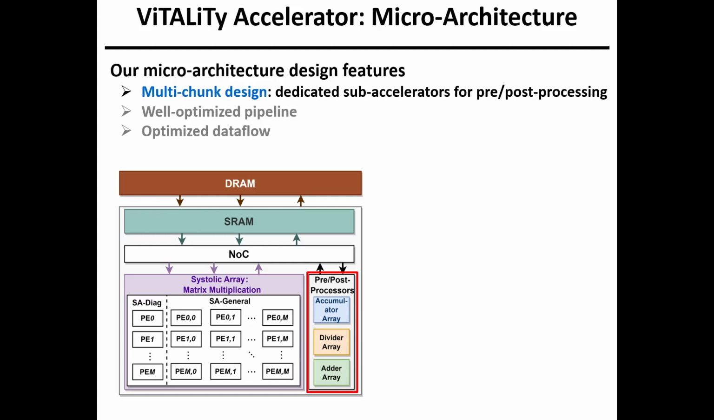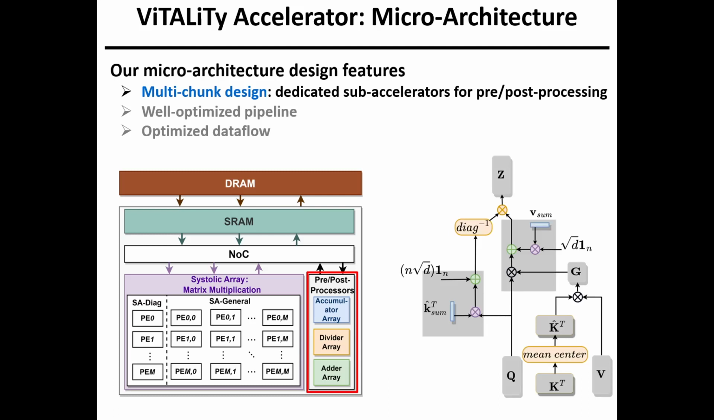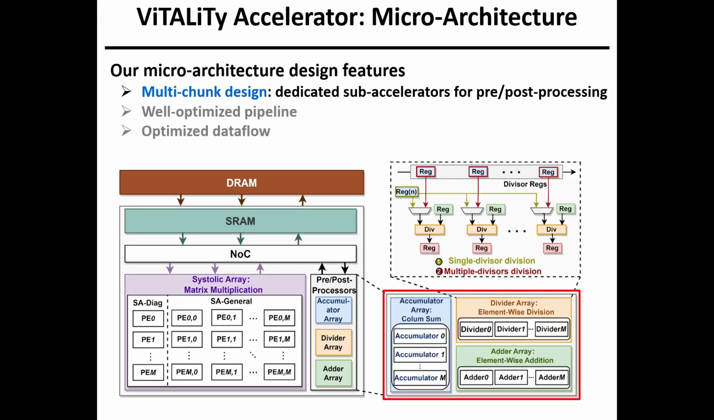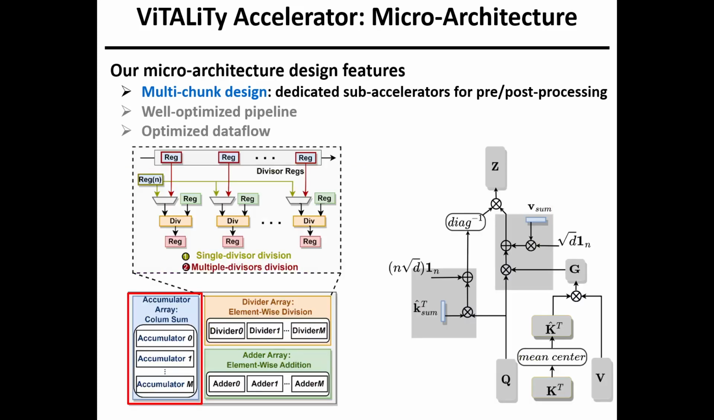So based on this motivation, our accelerator first features a multi-chunk design. Aside from a systolic array for computing matrix multiplications, our accelerator is equipped with multiple sub-accelerators, and each of the sub-accelerators is dedicated to one type of pre-post-processing operations. More specifically, we have 3 sub-accelerators in the red box. The first one is an accumulator array for calculating the row sum and column sum of matrices. The second one is an add array, which can be used to compute matrix addition in mean centering, which is a normalization technique we use in the proposed algorithm.